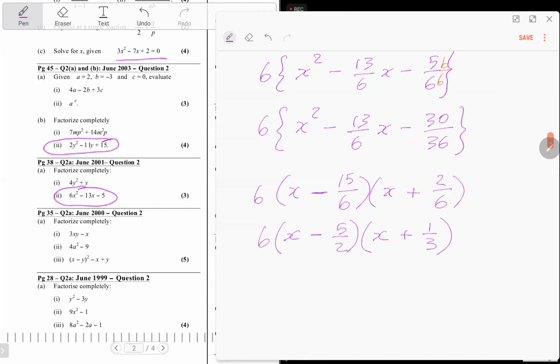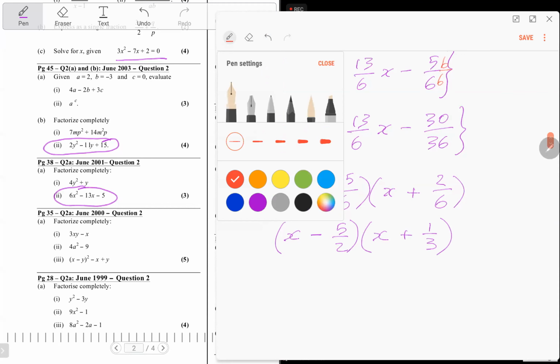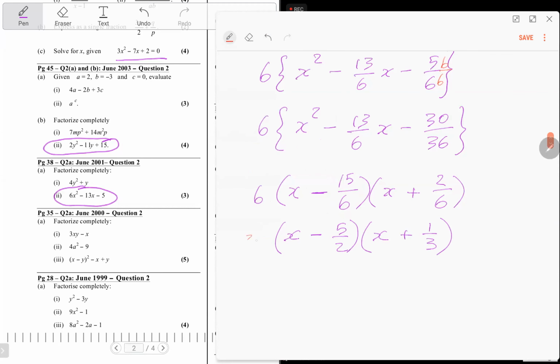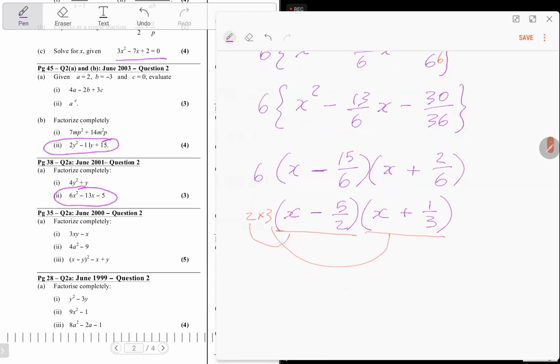So what do we do now? The 6 out here is the same as 2 times 3. I apply 2 to this bracket and apply the 3 to this bracket to get rid of fractions. Simple as that. When I apply the 2 to the first bracket, I get 2x minus 5 bracket. When I apply 3 to the second bracket, I get 3x plus 1. I'm done. That's it. Those are my factors.